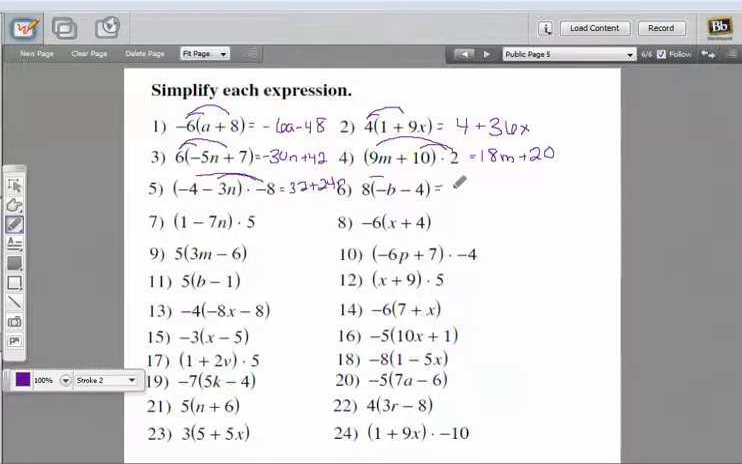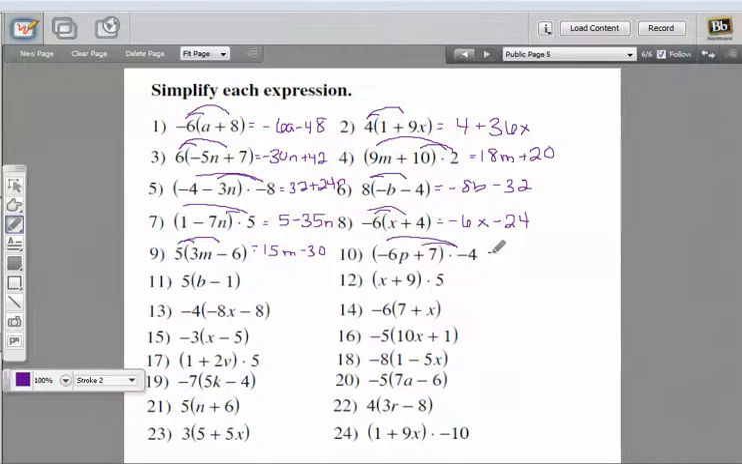In number 6, we get -8b minus 32. In number 7, we get a positive 5 minus 35n. In number 8, we get -6 times x, which is a -6x, and -6 times 4, which is a -24. In 9, we get 5 times 3m, which is 15m, and 5 times -6, which is -30.